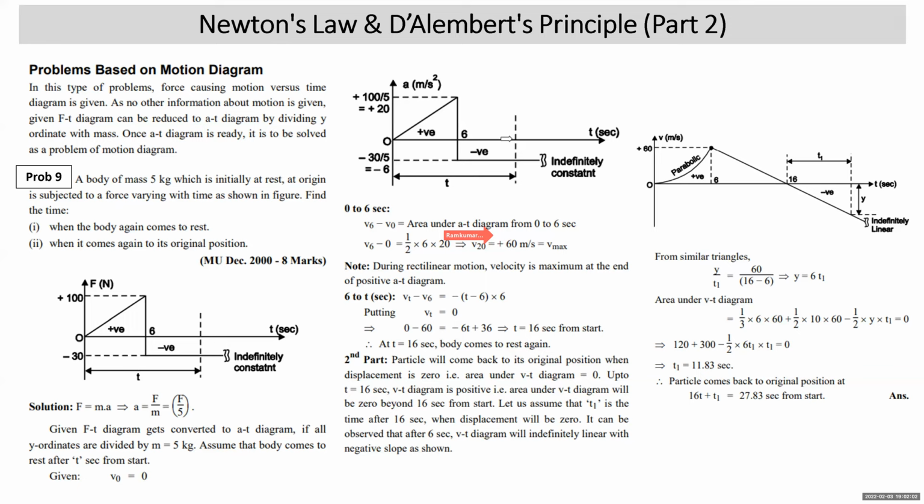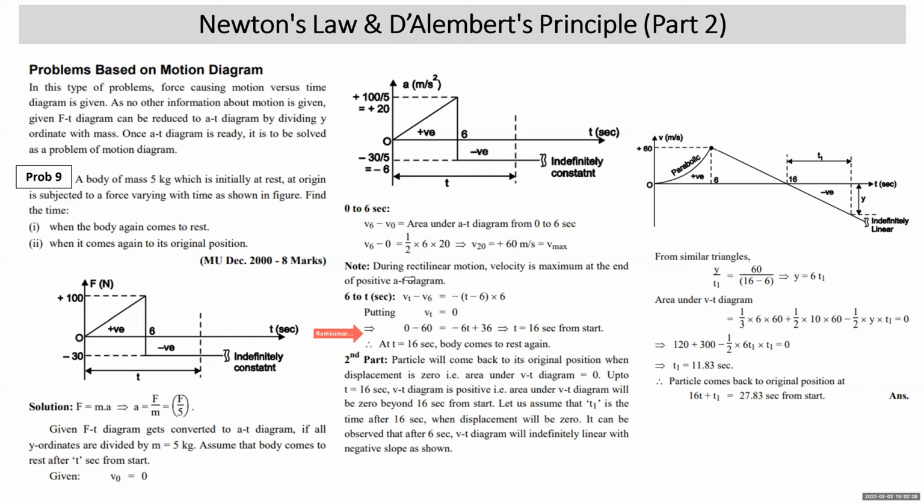So I'll write it: vt minus v6 is equal to this negative area. So minus, outside, t minus 6 into 6. Vt is 0, it is given, it comes to rest. Minus v6 is 60, minus t minus 6 is 60, minus 60, if minus is taken inside, so minus 60 plus 36. So you get the value of t as 16 seconds from rest. So that means at t is equal to 16, particle comes to rest.